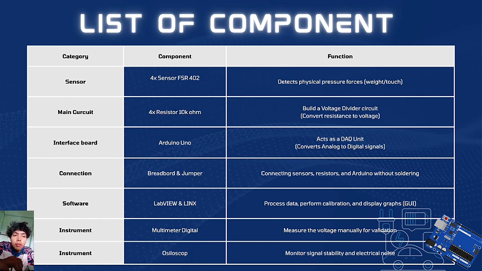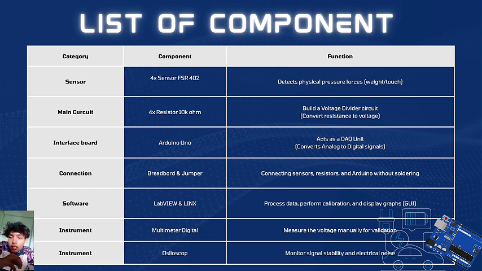Next, breadboard and jumper wires for connection. This allows us to connect the sensors and resistors without the need for soldering. Next, the software is LabVIEW and Link software. This is used to process the data, perform the actual calibration, and display the result via a GUI. GUI is graphical user interface.